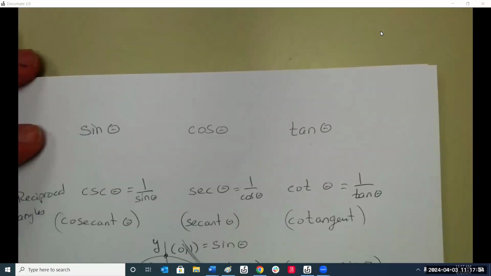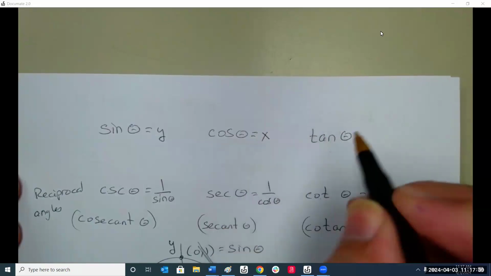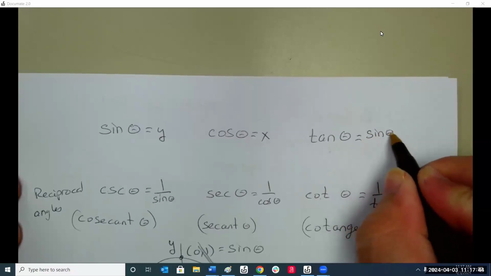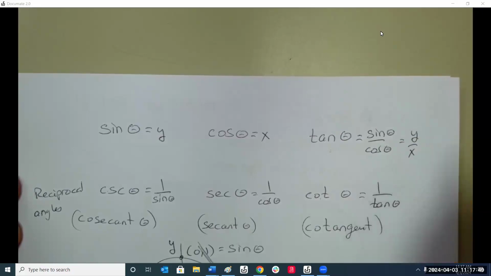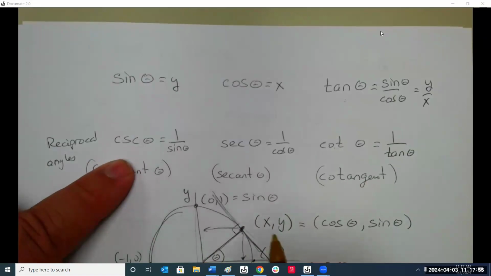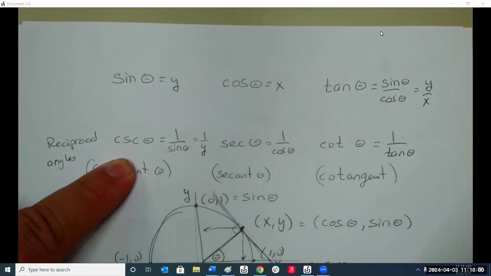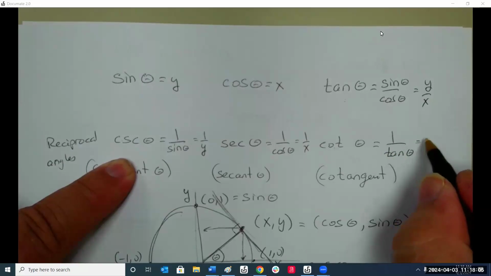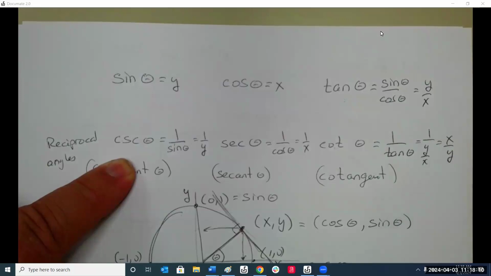So since we know that sine deals with the values of y, cosine deals with the values of x, tangent is sine over cosine. That means it deals with y over x. So what's cosecant going to be? 1 over y, 1 over x, 1 over y over x, which is x over y.